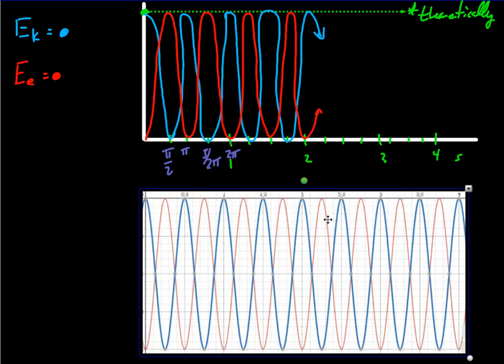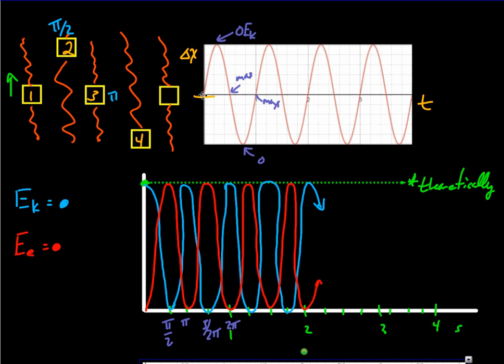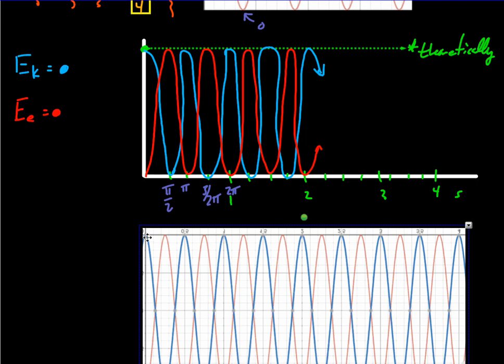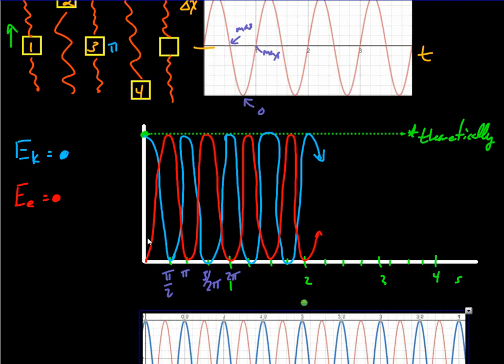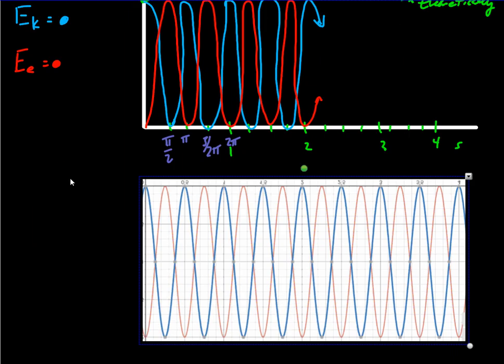There. Now it matches. At the beginning, the object is at maximum upward velocity. It's at maximal EK right here, and it's at zero spring potential. This line across the top, we can pretend represents the total energy of the system, which will always be the sum of these two things.